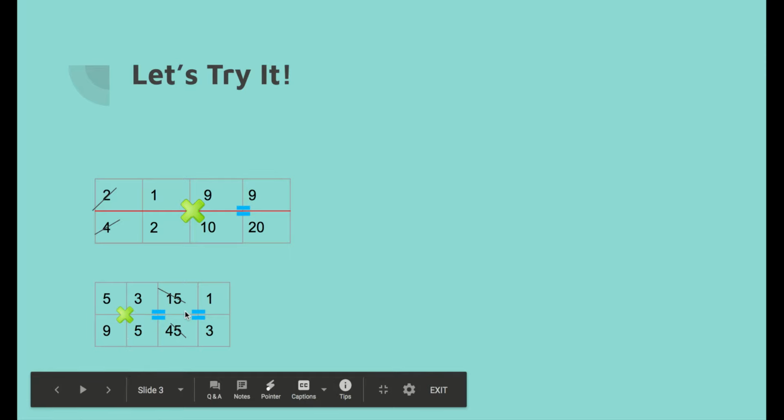Now you see 15/45 is crossed out because those are not the lowest terms. The number that goes into those perfectly would be actually 15. So I'm going to divide the top by 15. Remember, whatever I do to my top, I'm going to do to my bottom. 15 divided by 15 is 1, and 45 divided by 15 is 3.